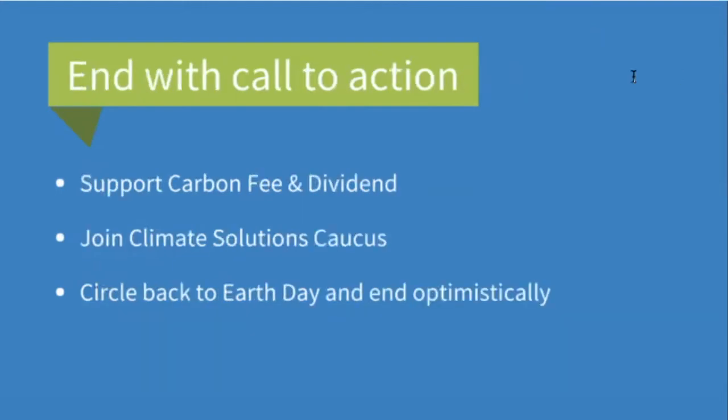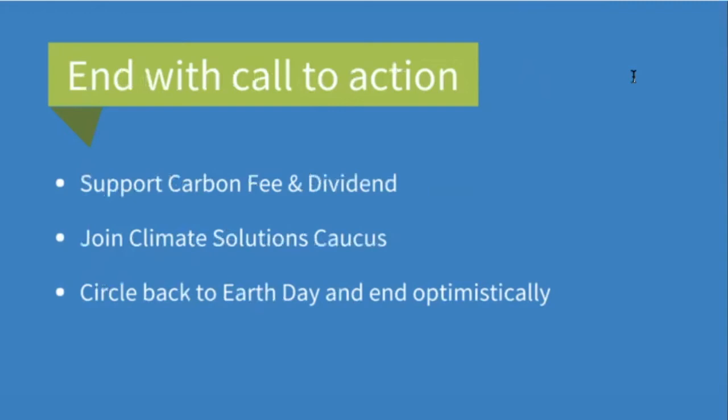Finally, wrap up your op-ed or LTE with a call to action. You might issue a challenge to your member of Congress to support and pass carbon fee and dividend legislation, or perhaps to join his or her colleagues on the Climate Solutions Caucus. You may also want to mention Earth Day again.